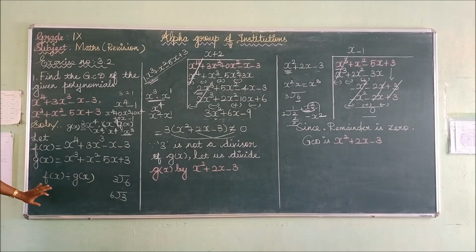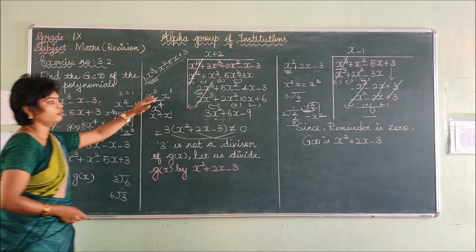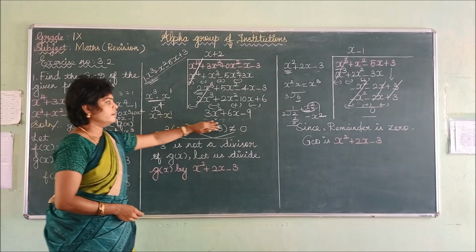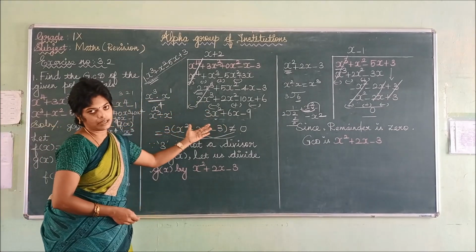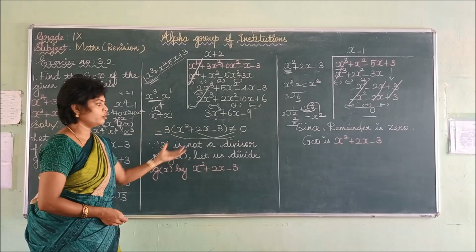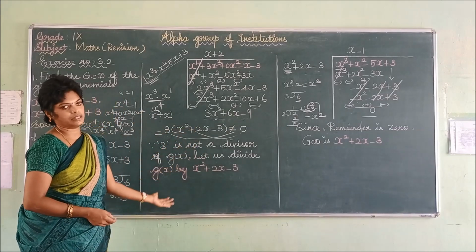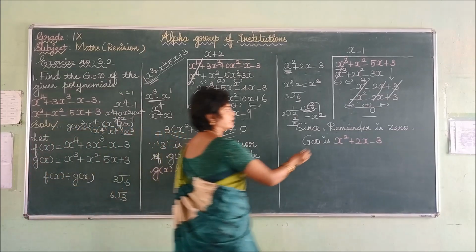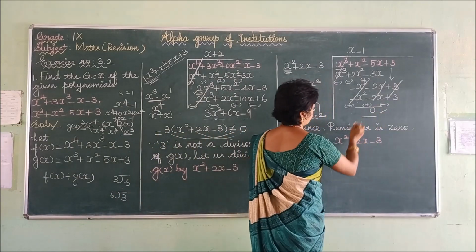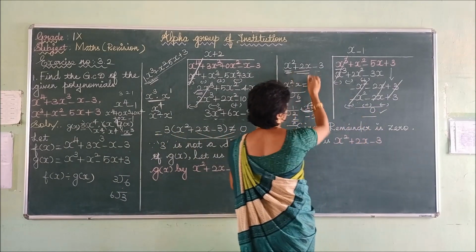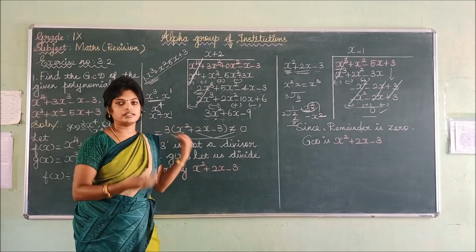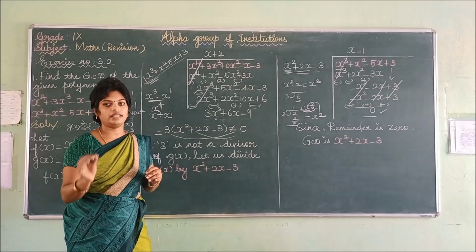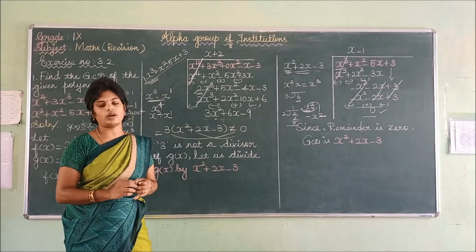First, f of x is divided by g of x. You have to process the same way. When you get 0, you can stop right there. But if you are not getting 0, you can proceed with the following steps. In whichever step you get the remainder 0, that divisor is considered the GCD. That is the greatest common divisor.